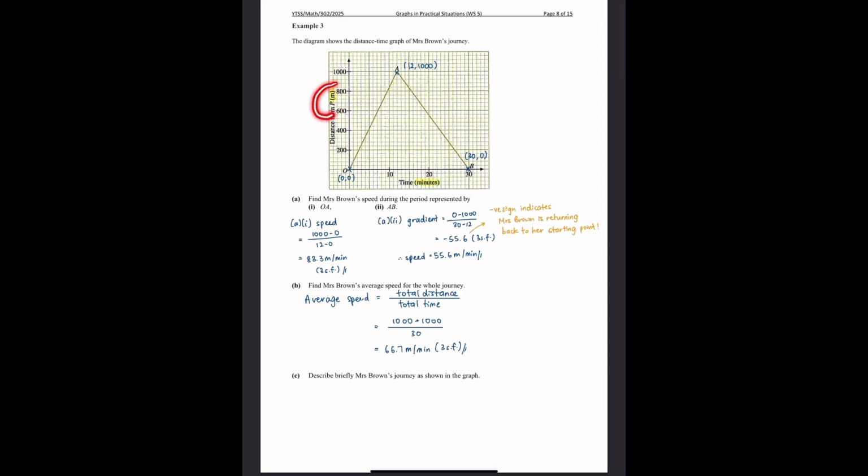Take note, the unit for distance is meters. The unit for time is minutes. So hence, meters per minute. And then for A part 2, you have to find the speed during the period AB. Likewise, I have already written down the coordinates. Take note, because this is a downward sloping line, find the gradient first and you'll notice it's negative. The negative sign indicates Mrs. Brown is returning back to her starting point. So for the speed, take the positive value, which is 55.6 meters per minute.